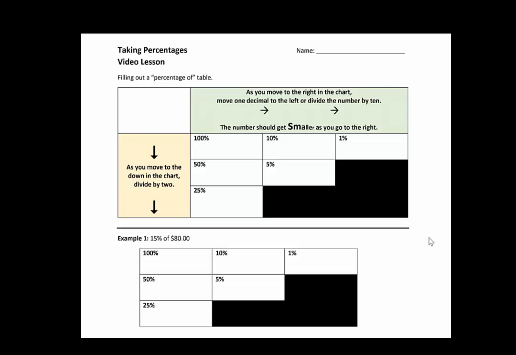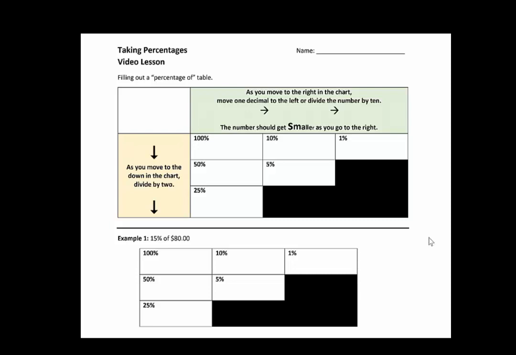In this lesson, you'll learn how to estimate percentages better. We use percentage of numbers all the time to find sales tax, discounts, markups. It helps us budget. It's really important to develop a good sense of percentages. And using these percentage of tables will really help you get better at estimating.